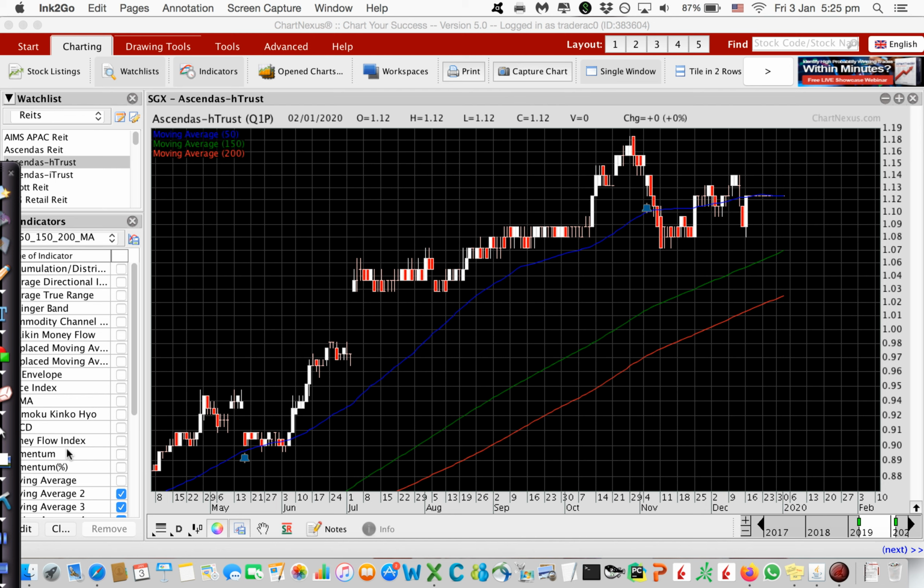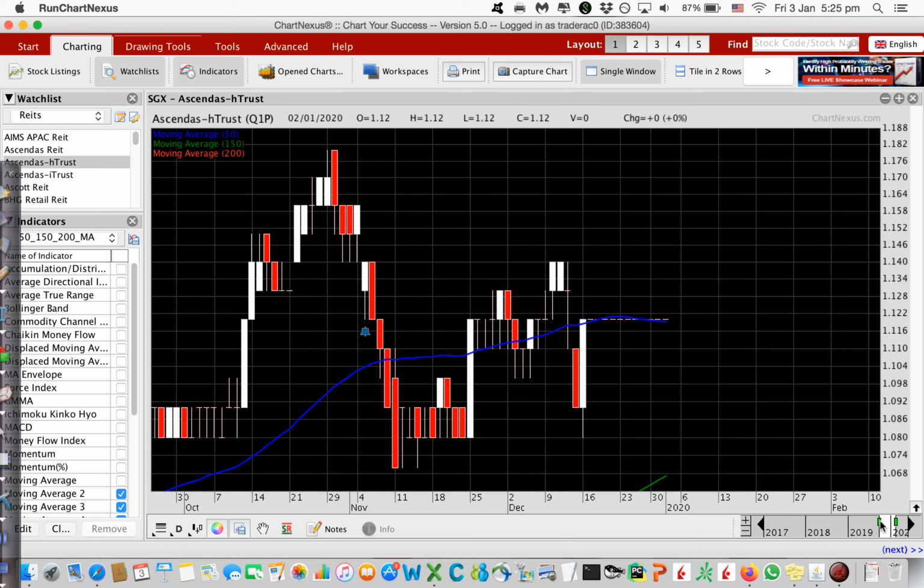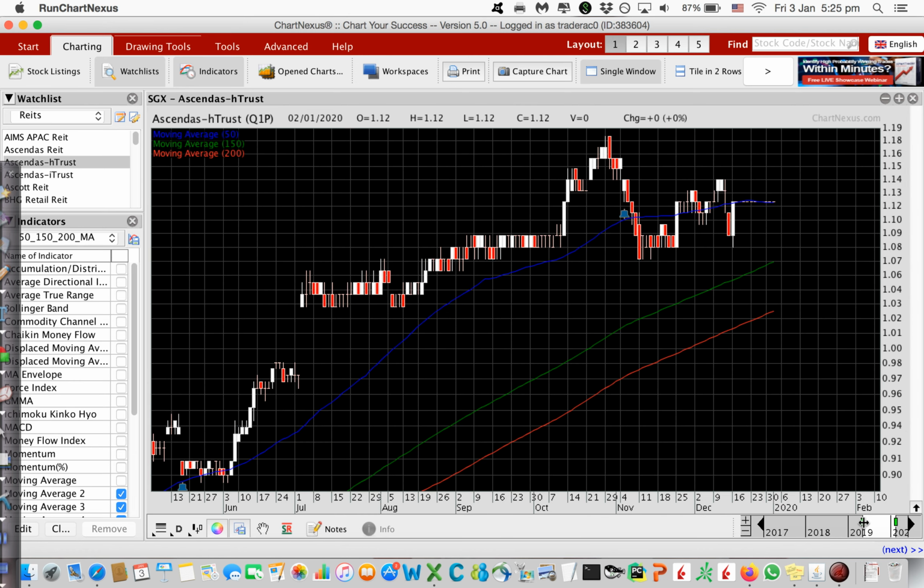Now if you go to the chart, you see that in the last days the price was flat. See here, the price was flat. And imagine my surprise when I logged into my trading account and realized that my shares of Ascendas H-Trust disappeared. I could not see them anymore. And maybe this happened to you as well. Maybe you logged into your trading account and realized that your shares were missing, so you may have been a little worried about that.